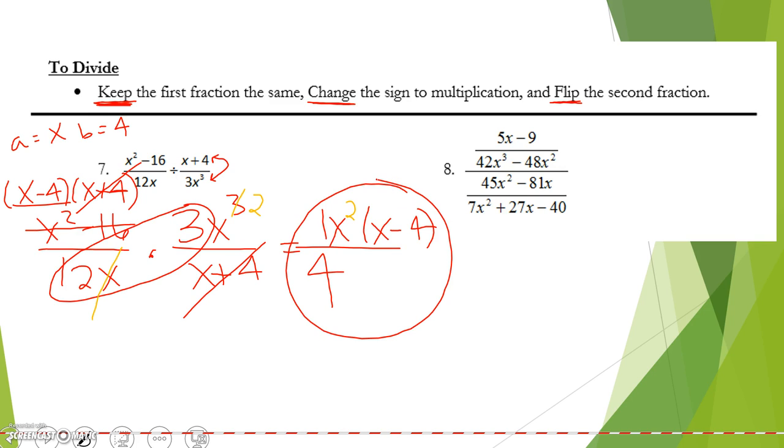All right, last one looks really scary, but it's just a division problem. This little bar right here, that's like the division sign. So what you want to do is you want to rewrite the top fraction. Change it to multiplication, and then you're going to flip the bottom fraction.